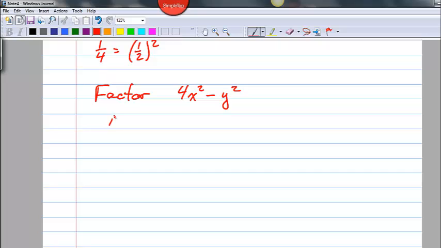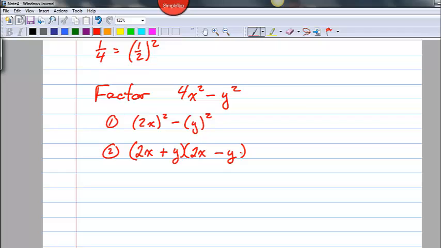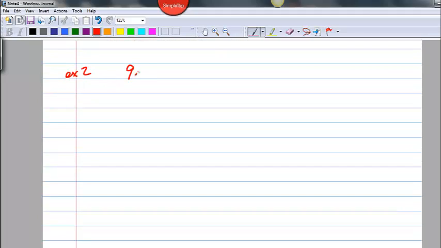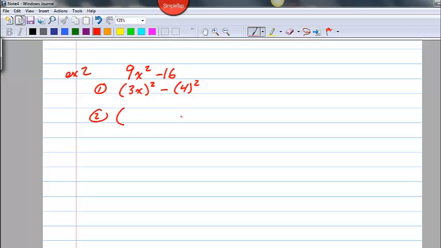You'll get a question that says something like factor 4x squared minus y squared. If we can identify what item squared is 4x squared, like 2x, and what item squared is y squared, like y, then the factors are simply 2x plus y and 2x minus y. In 9x squared minus 16, that's the same as 3x all squared minus 4 all squared. So we get 3x plus 4 and 3x minus 4 as our factors.